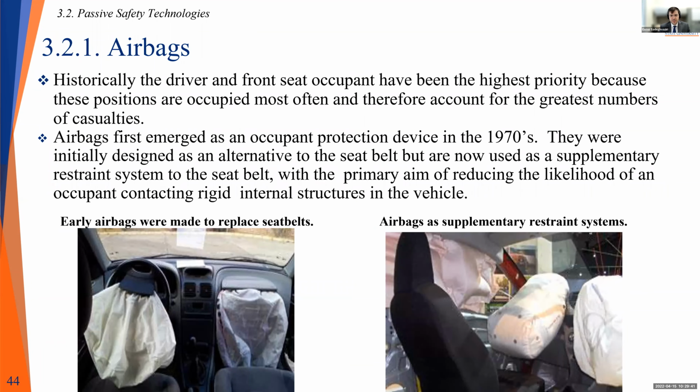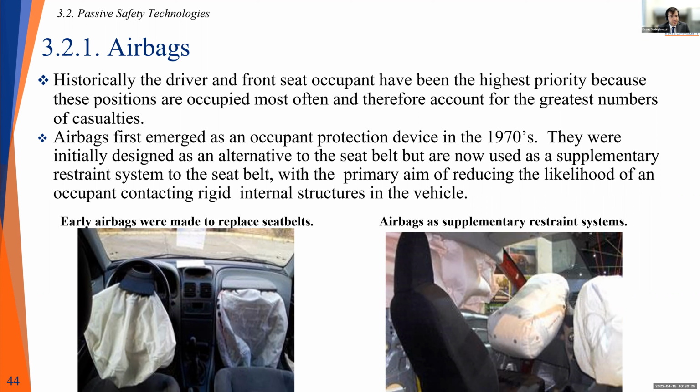Historically, the driver and the front seat occupants have been the highest priority because they account for the greatest number of casualties. But little by little, it was understood that the other occupants are very important too. Airbags first emerged as occupant protection devices in the early 1970s. They were initially designed as an alternative to the seat belt, but are now used as a supplementary restraint system to the seat belt, with the primary aim of reducing the likelihood of occupants contacting rigid internal structures in the vehicle.